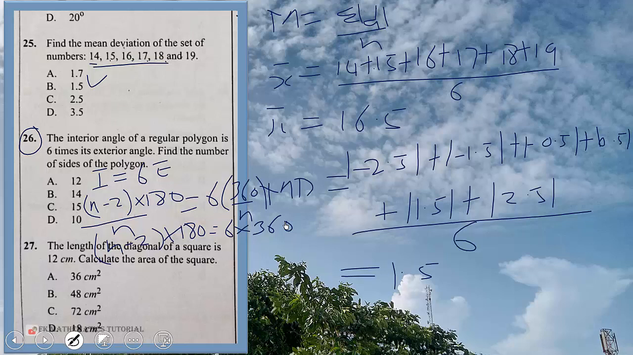Now when we divide through by 180, we get n minus 2 is equal to 360 over 180, which is 2, times 6. That will give you 12. So n will be equal to 12 plus 2, which is 14. So the correct answer is 14.